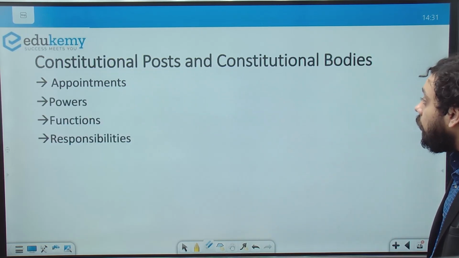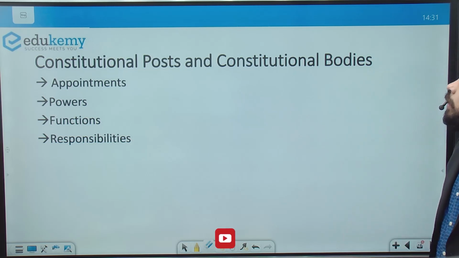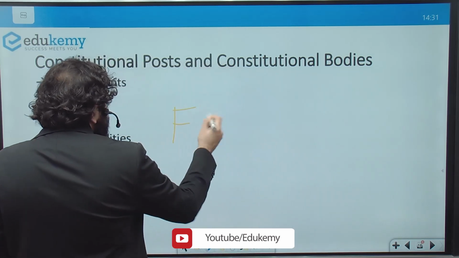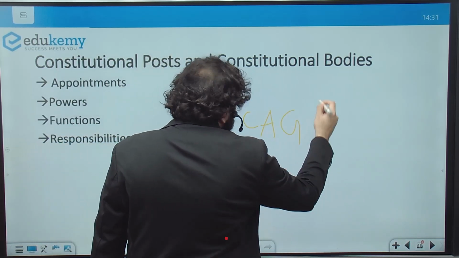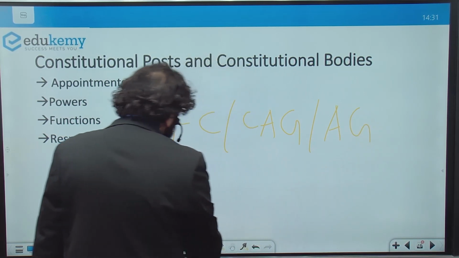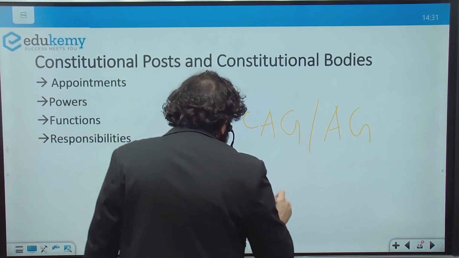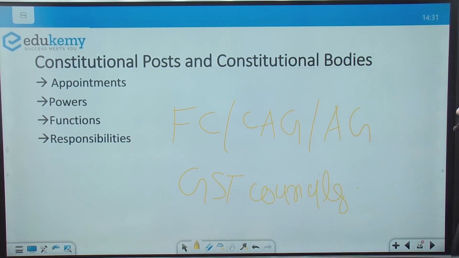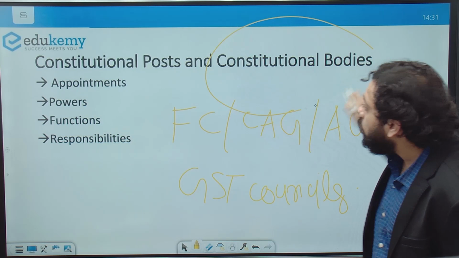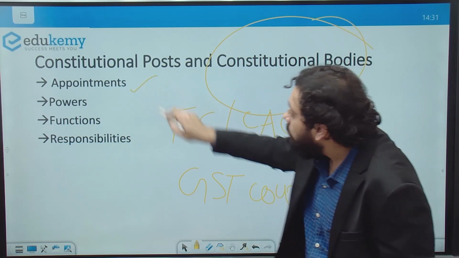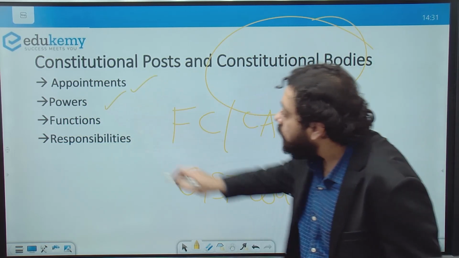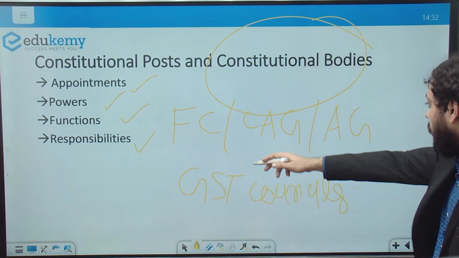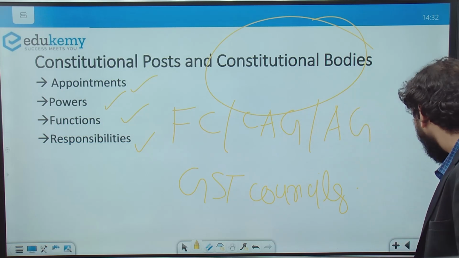Then after that we have the constitutional posts and constitutional bodies. For example, the Finance Commission, the Comptroller and Auditor General of India, the Attorney General of India, the GST Council. All of these bodies, which have their genesis, their birth, within the Constitution of India, are known as the constitutional bodies, and we have to understand how members are appointed to these bodies, what powers they have, what functions they dispense, and what their responsibilities are, right? So these are examples of constitutional bodies.